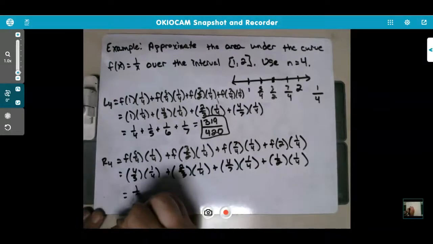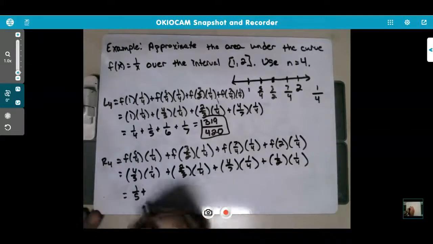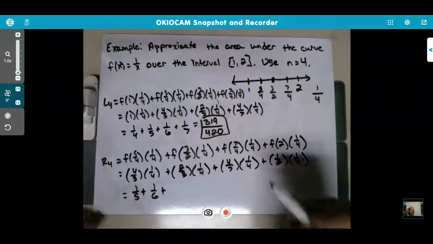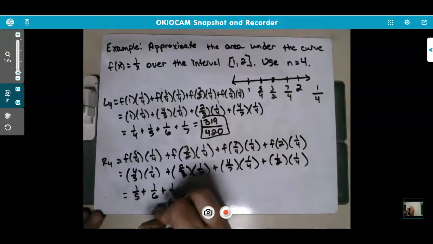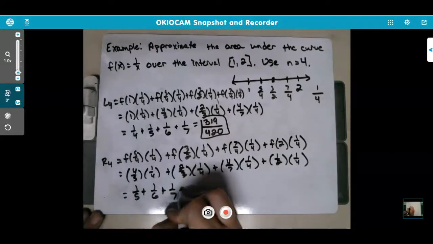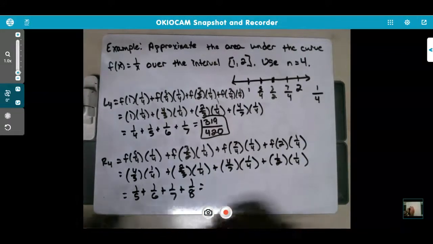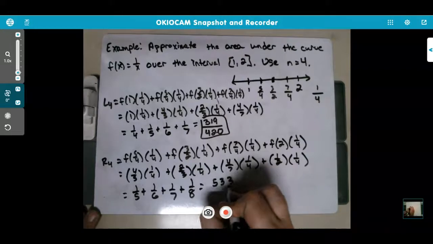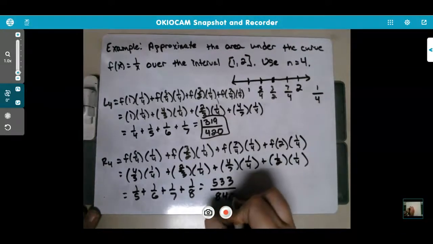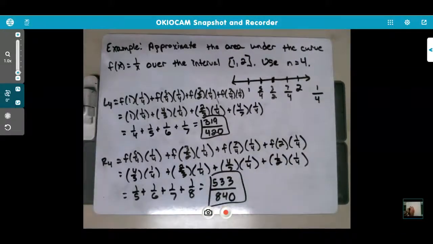4/5 times 1/4 is 1/5. 2/3 times 1/4 is 1/6. 4/7 times 1/4 is 1 over 7. 1/2 times 1/4 is 1/8. Add all of those up. 533 over 840. So this is how I get really close to knowing how much space is under a curve. What I will learn in sections 5.2 and on is how to find what the exact will be.